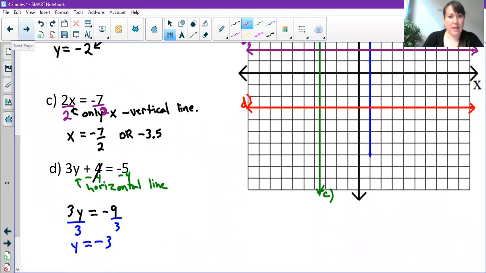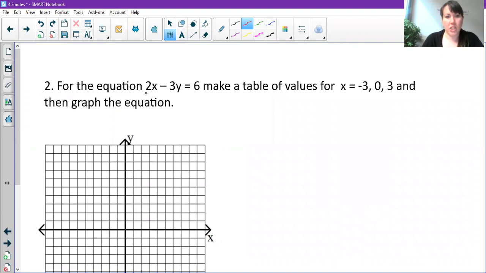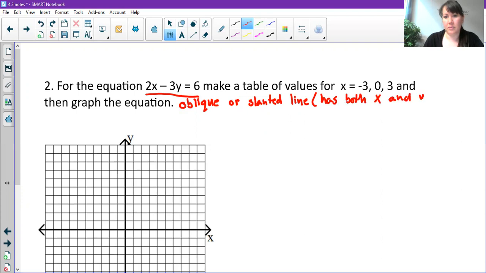Okay, now let's take a look at an example that looks different than the lines we were just dealing with. I notice I have both an x and a y. We call these oblique or slanted lines, because it has both x and y. Anytime you look at an equation and you see both x and y, you know you'll have a slanted or oblique line. If you have just y, you will have a horizontal line. If you have just x, you'll have a vertical line.